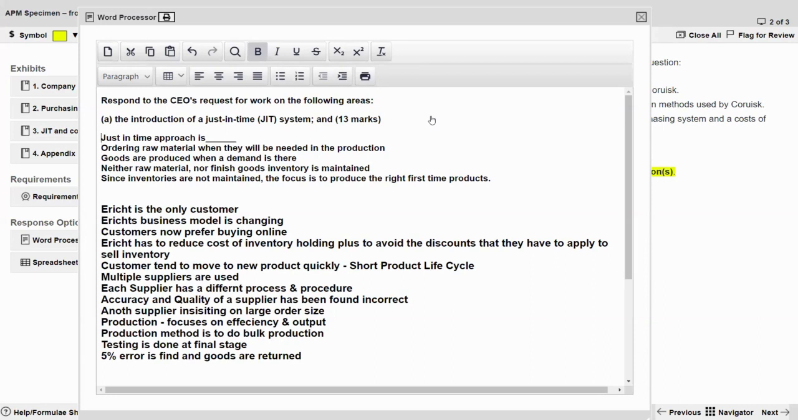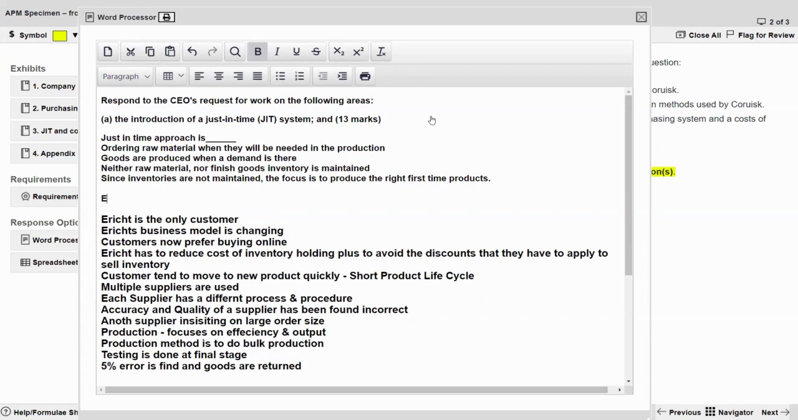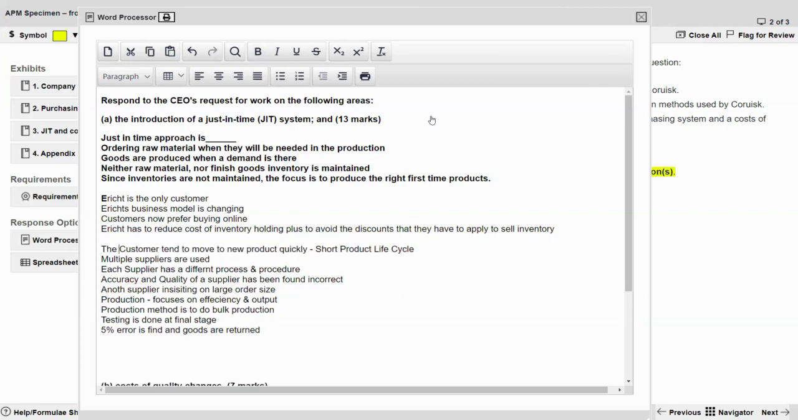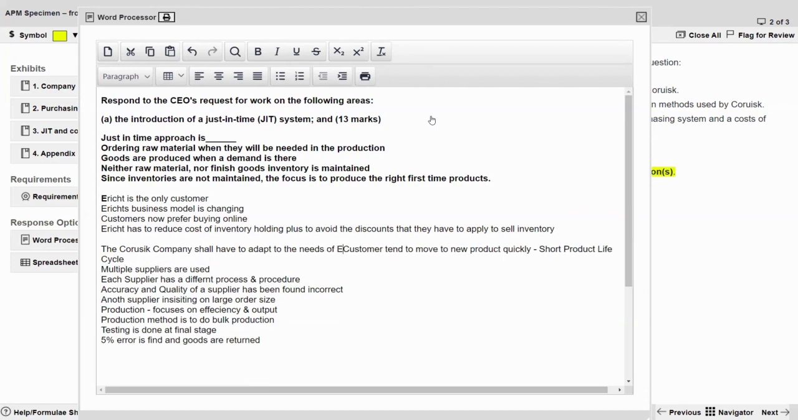So first of all, you're just going to decide this specific thing. Now you would say that Erit is the only customer. Their business model is changing. Their customers now prefer buying online. They have to reduce the cost of inventory, and so on. So what happens is that the Corvus company shall have to adapt to the needs of Erit.